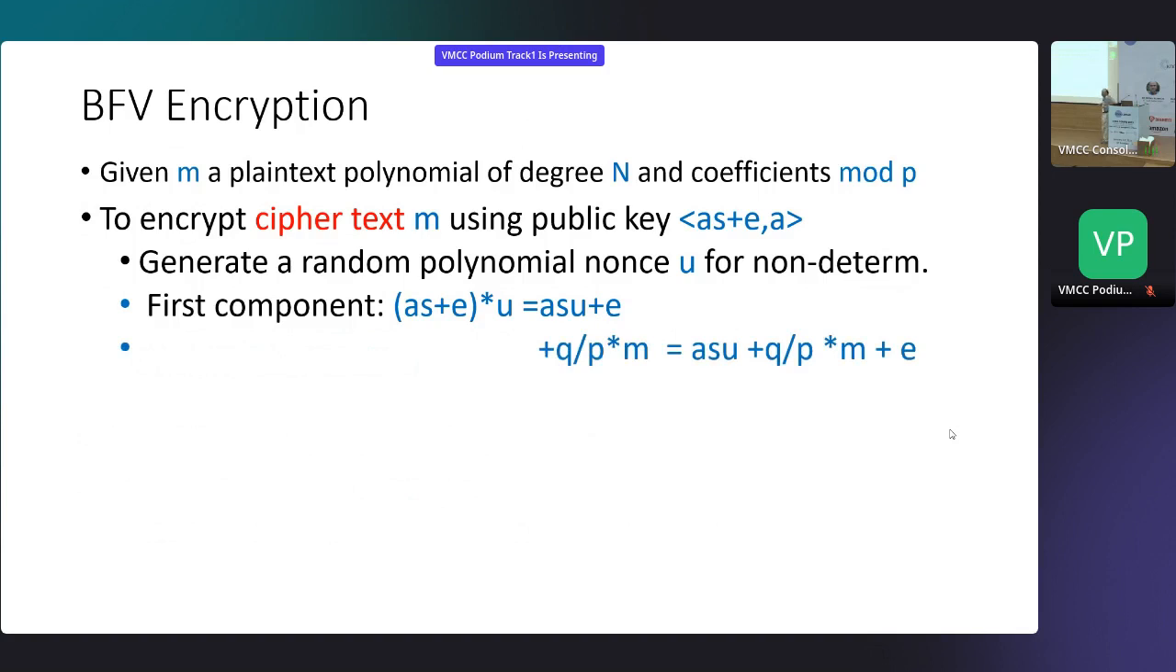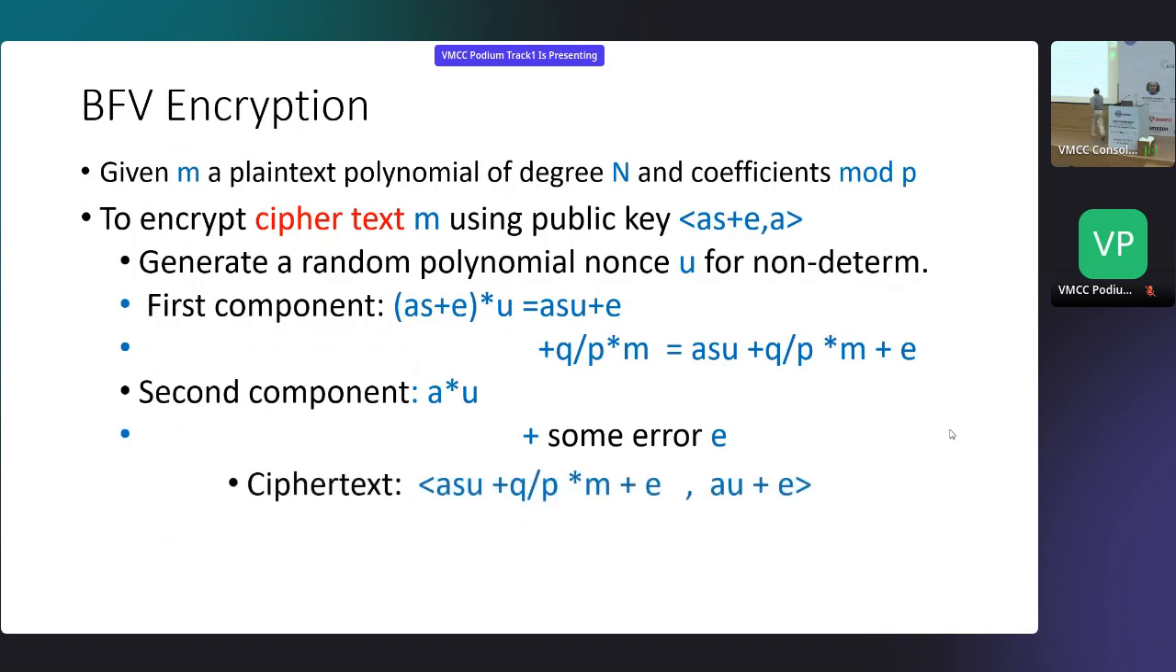The second component is your message, M, multiplied times Q. Does anybody still remember what Q is? Q is the domain of the entries in the ciphertext. So it's Q divided by P times M. So I end up with this long expression. Why am I doing all this? I'm doing it so that I can show you how to do the decryption. So the second component is going to be A times U, the nonce, and I send all this stuff.